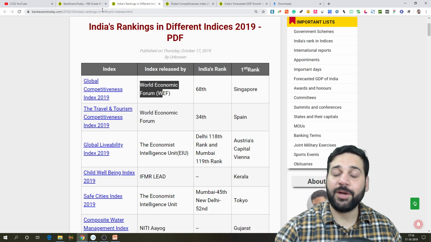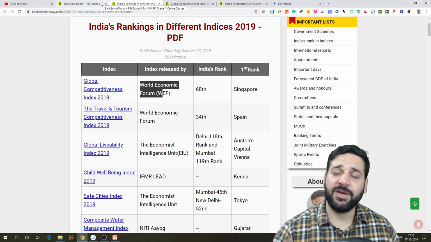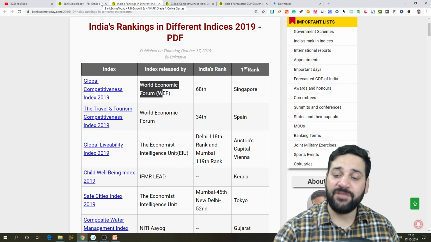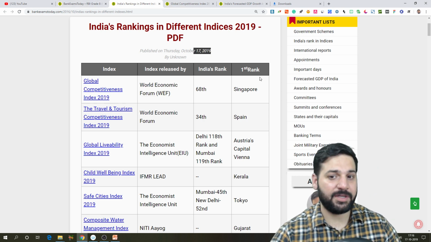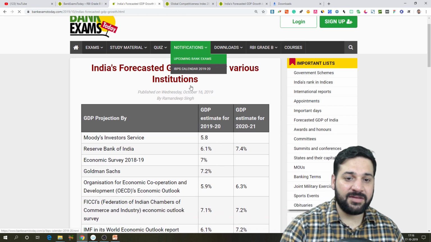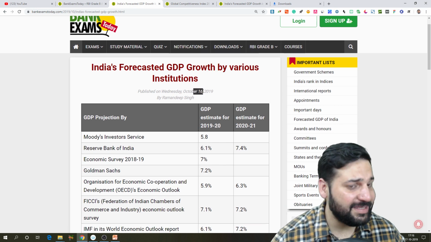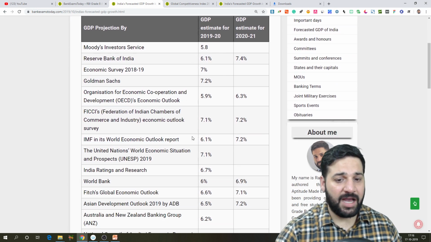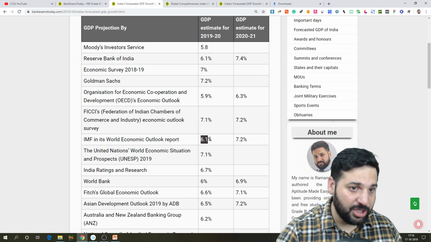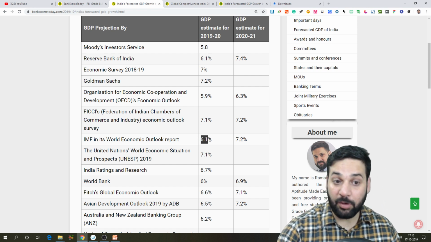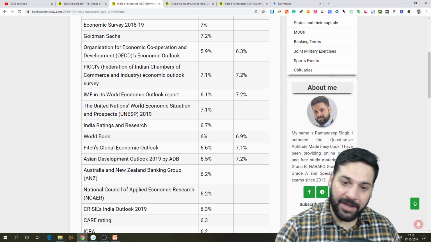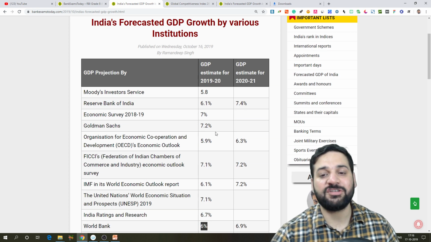So that's really important. Do not print this, because I am updating these lists every day. On 17th of October, this list is updated. Today we updated this list, and the forecasted GDP we updated yesterday because IMF changed the forecasted GDP for India. It is 6.1 now. I think it was 7%, but now it is 6.1%. World Bank changed it to 6%. These are the latest numbers.